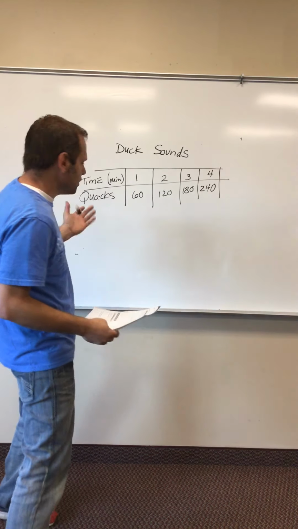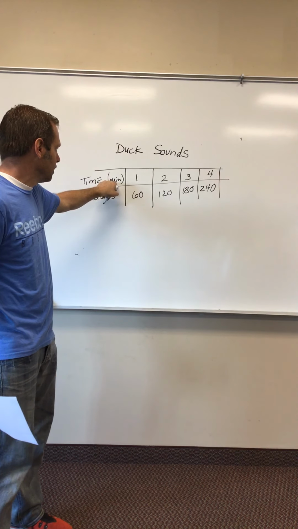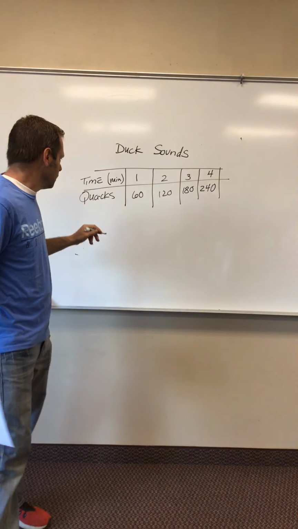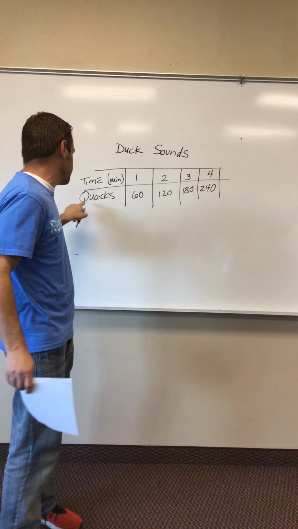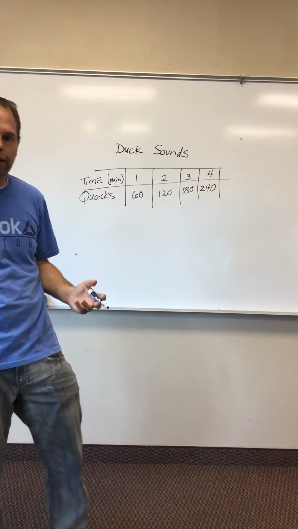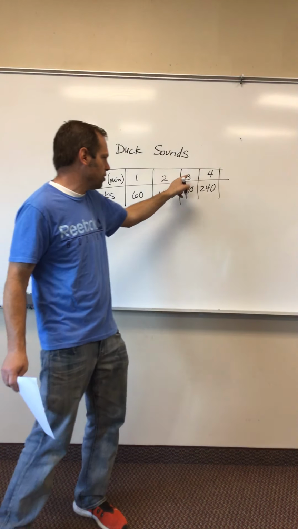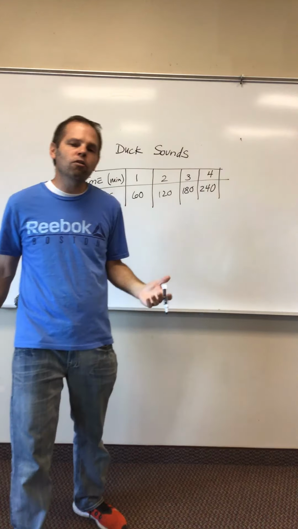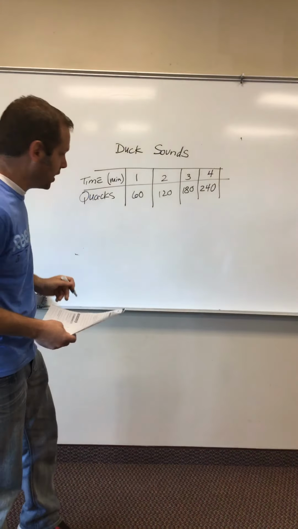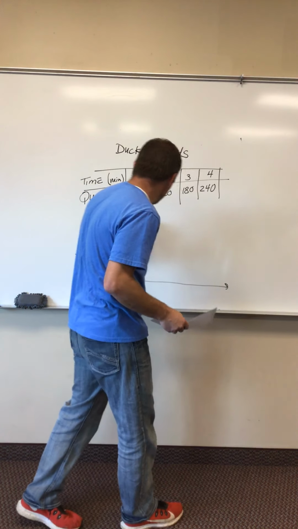Okay, so I've collected some data. I have time in minutes, and I'm looking at duck sounds, how many quacks they're making. In 1 minute, the baby ducks are making 60 different quacking sounds. In 2 minutes, they're making 120. In 3 minutes, 180. And in 4 minutes, 240. Now, what I can do with this data is put it onto one of my quadrant grids.